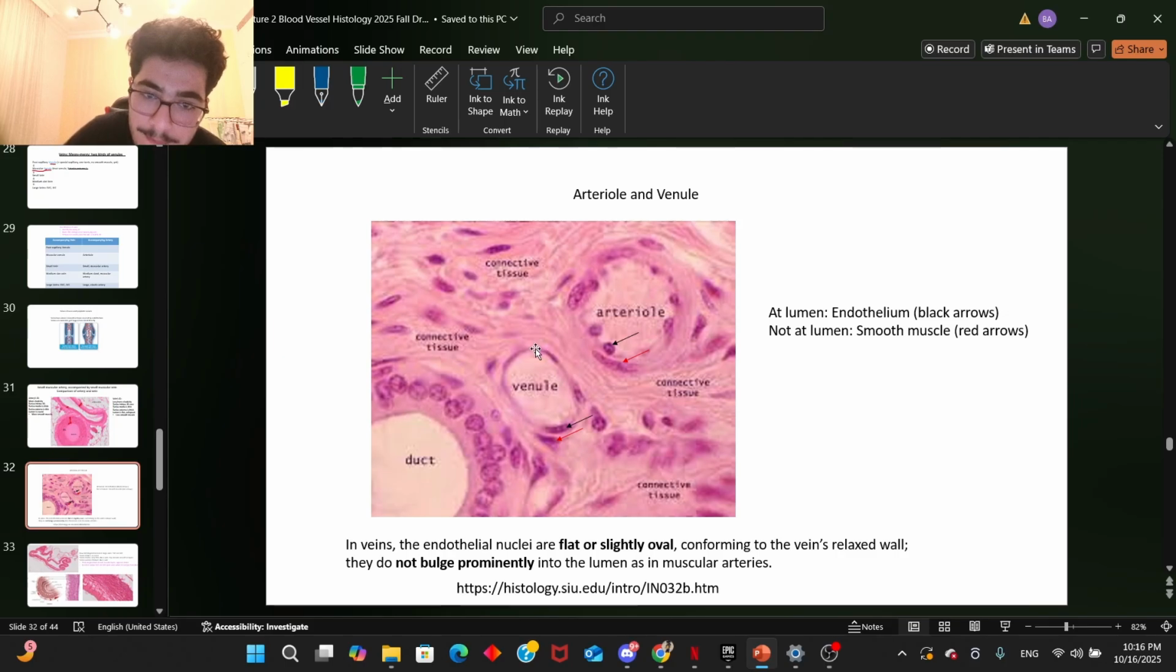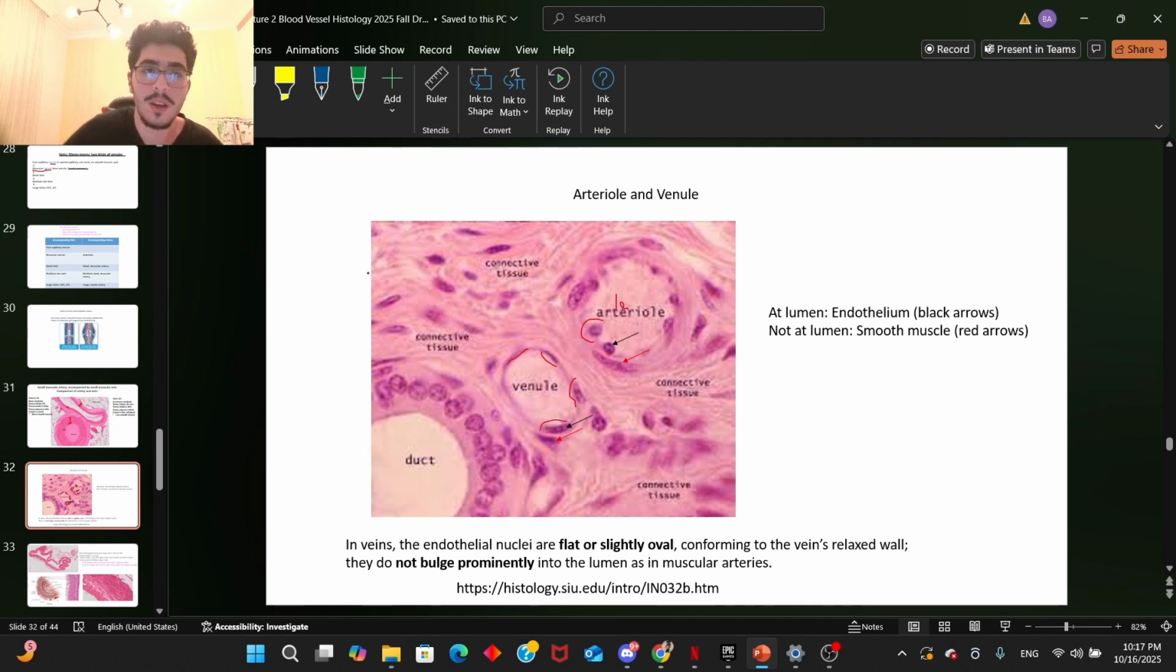Now, the biggest difference that you can see is the flattened nuclei in the venules. You see these flattened nuclei in the venules here? Do you see them? They're very flattened. While in the arterioles, you can see that the nuclei actually protrude. This is a lumen, right? The arteriole nuclei are protruding into the lumen. They're not flattened, while in the venules, they're flattened, okay?